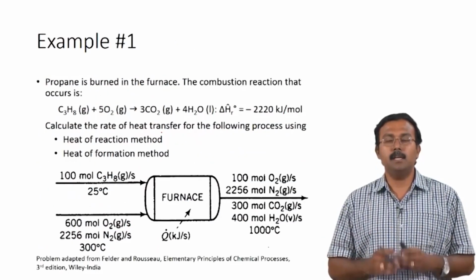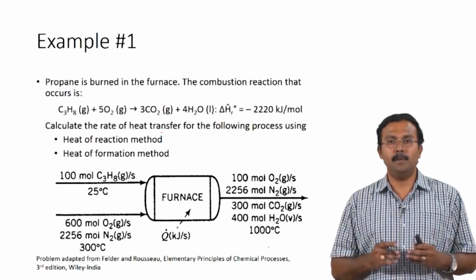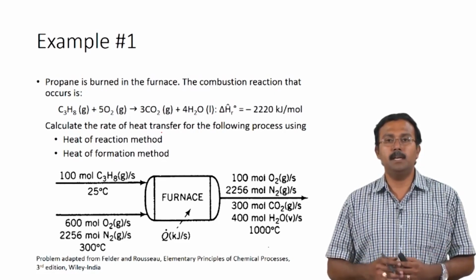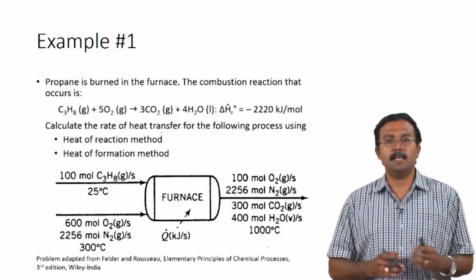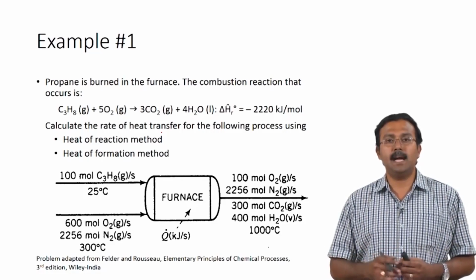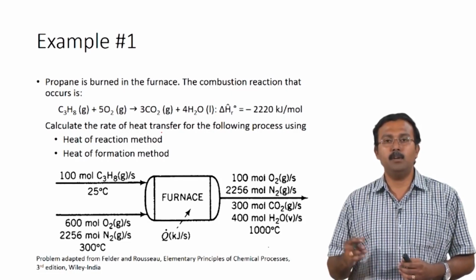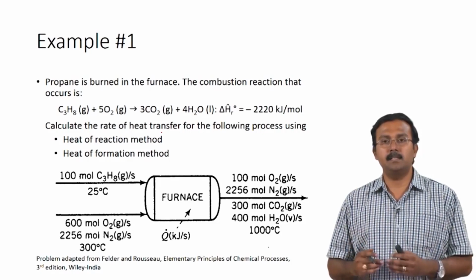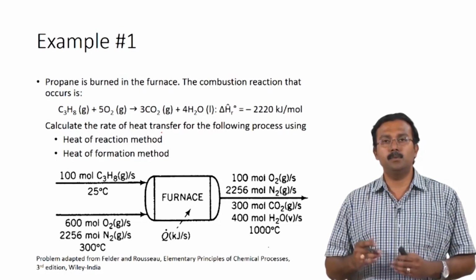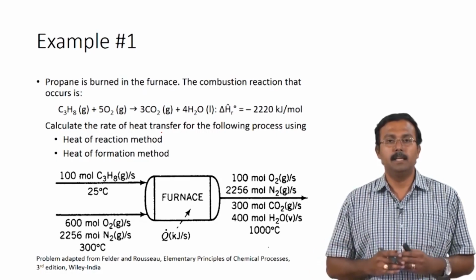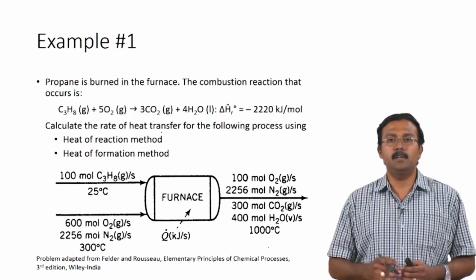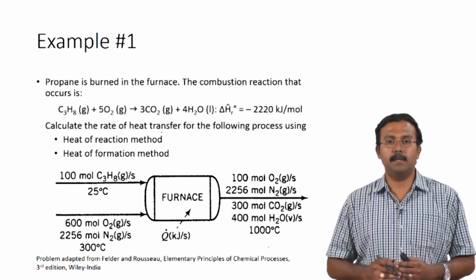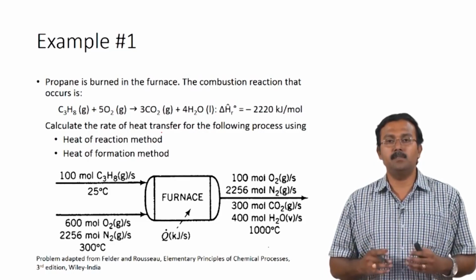So, here is an example problem where we have been asked to perform energy balances for a reactive system. Propane is burnt in the furnace. The combustion reaction which occurs is propane gas reacts with oxygen gas to form carbon dioxide gas and water liquid, and for this reaction you have the heat of reaction which is given as minus 2220 kilojoules per mole. You are asked to calculate the rate of heat transfer for the following process using the heat of reaction method and heat of formation method, and the flow chart gives all the details.